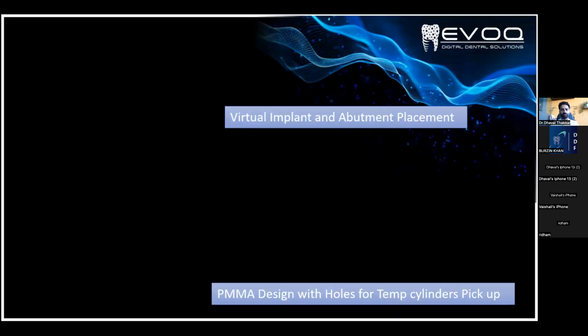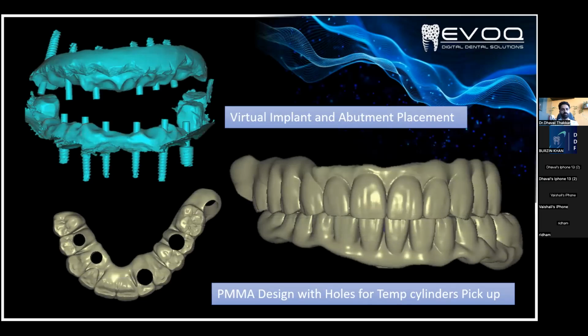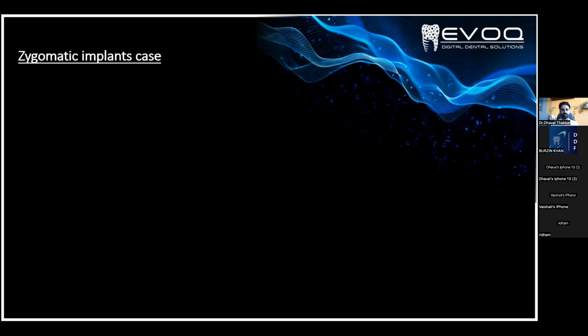We preserved the video of the patient. Then we did the virtual abutment placement and the final PMA designing with temporary cylinder pickup holes. So immediately after surgery, the doctor can place the temporary cylinders and pick them up with the acrylic and just finish it off. And the patient is ready to go with the interim prosthesis with the PMA. This is a completely model-free workflow.